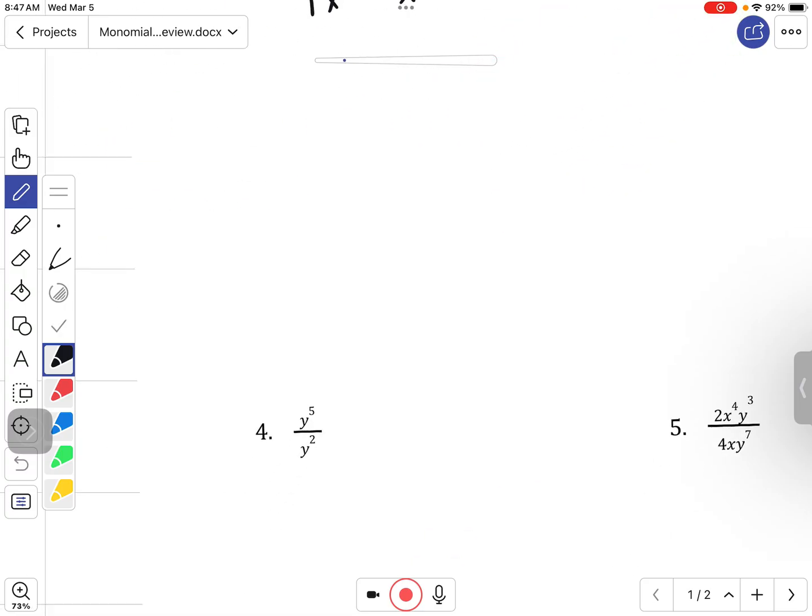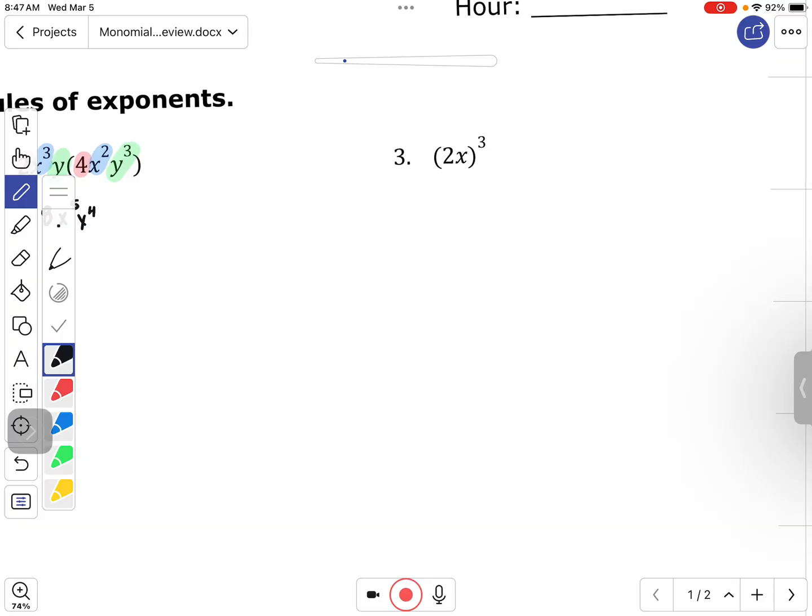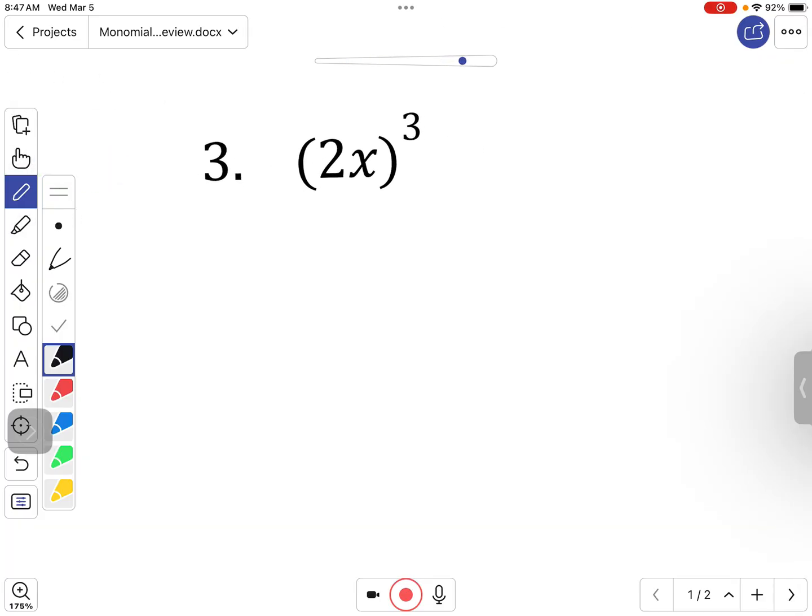Let's try number 3. Oops, number 3 is over here. Okay. When you have that little 3 on the outside, that means whatever's in parentheses, we're going to write 3 times and then do the exact same thing. We multiply our big numbers and add our little numbers. So let's start by writing 2x 3 times.